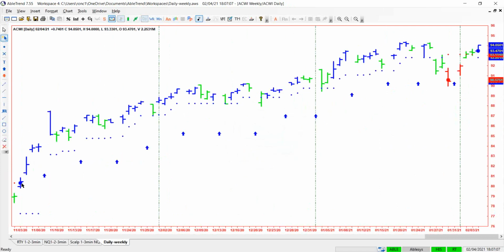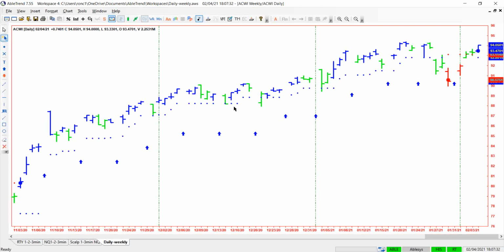But beautiful signal back here, back in November for everybody who had our software back then. You're in at about 81, and it would have taken you all the way up to 92. We stayed in that one for 2 months, and there were plenty of down days, but the software kept us in the whole time, even on the down days. That's the beauty of it. The software doesn't scare us out so early. You don't sell too early.